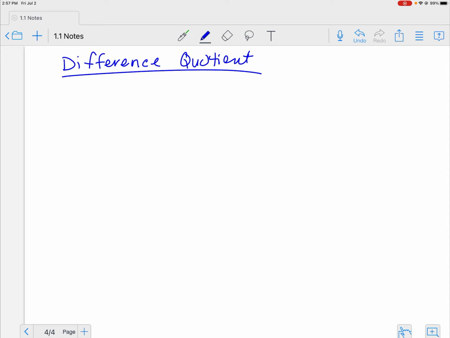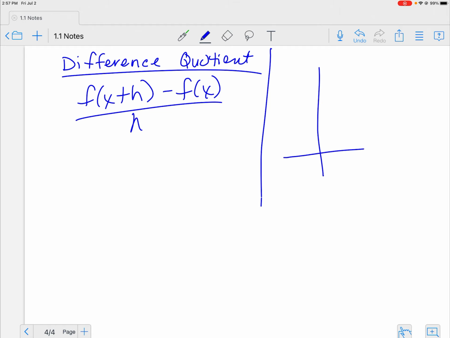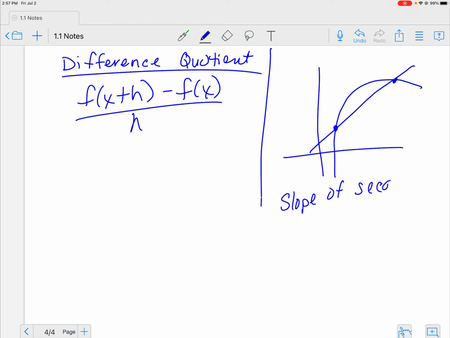So with the difference quotient, I'm not going to give this to you. You have to know that this is f of x plus h minus f of x over h. Right? So remember, the difference quotient, here's what this actually means. If I have a graph, all right, just making stuff up at this point, what we're actually saying is this difference quotient is the slope of your secant line.